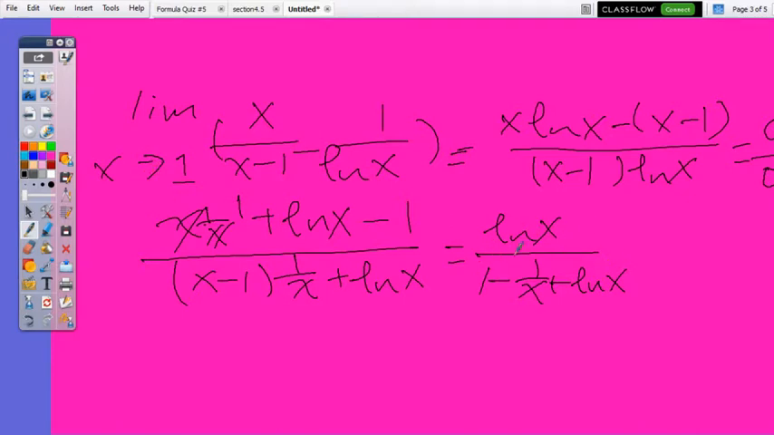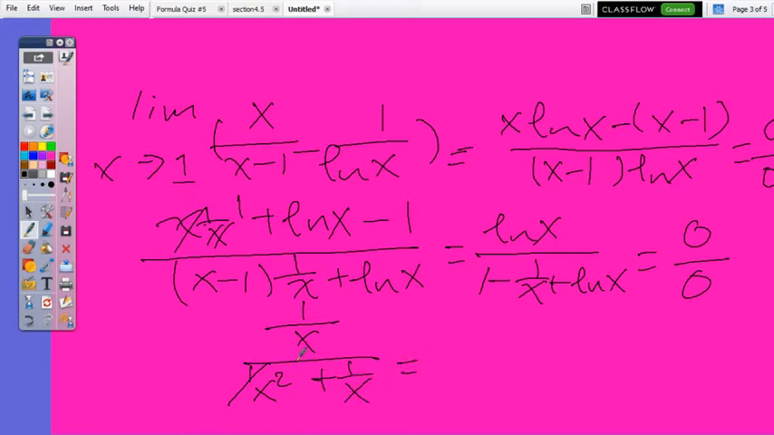Now from here, we want to plug in the number again. So x equals 1, natural log of 1, that's 0. And then 1 over 1, subtracted from 1, is 0 again. So that's another indeterminate form, and we want to use L'Hopital's rule one more time. So derivative top and bottom: we get 1 over x, divided by 1 over x squared plus 1 over x.